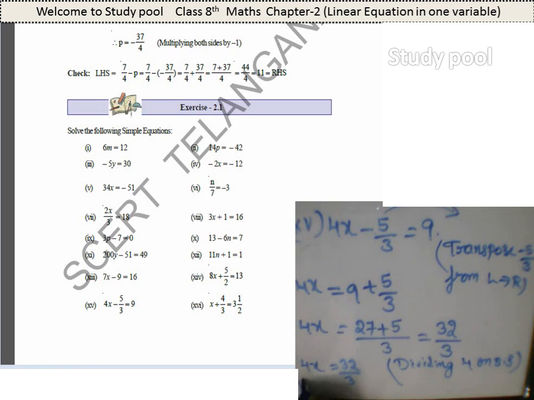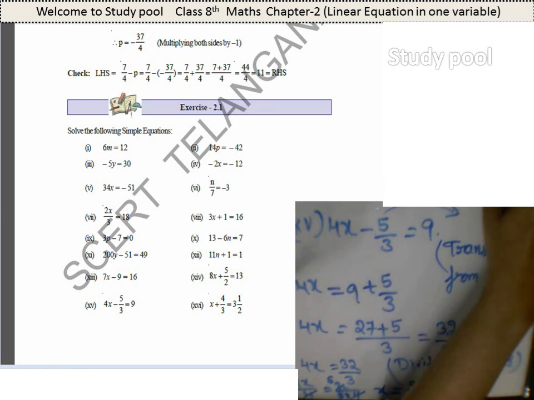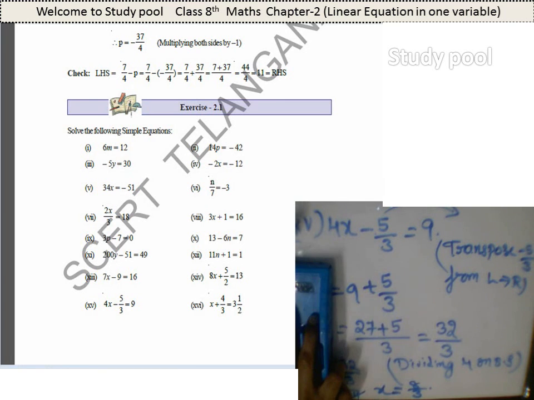If you divide 4 on both sides, what happens? Here we are doing 4x by 4 is equal to 32 by 3 into 4. Okay, so now see, 4 gets cancelled. We are getting x is equal to, this 4 8s are 32, right? So here 8 by 3 we are getting. So x is equal to 8 by 3 is the answer. Okay, next we'll do the last one.